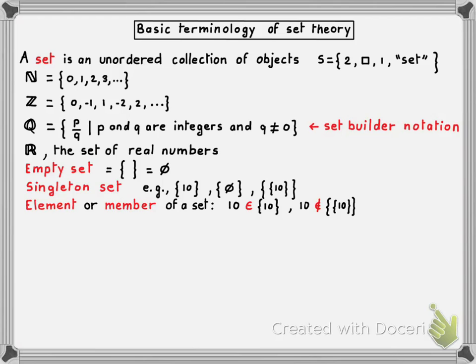And here is the symbol for the negation of set membership. This proposition states that the number 10 is not an element or a member of this set. Remember, this set only has one element, and that's the singleton set 10. The number 10 is not the same as the set containing 10.